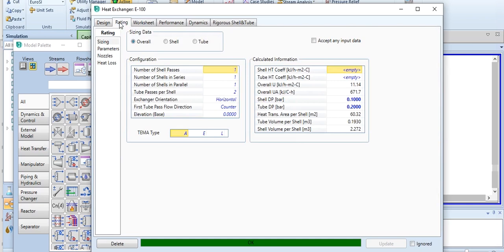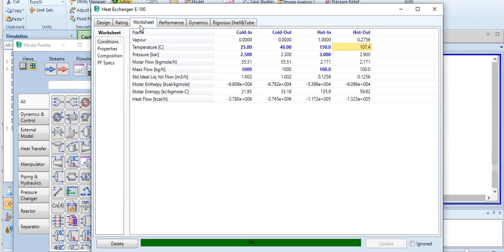Now you can also rate the heat exchanger by giving the different sizing data over here, but this is not the scope of this video. So that's all from my side for today's simulation.